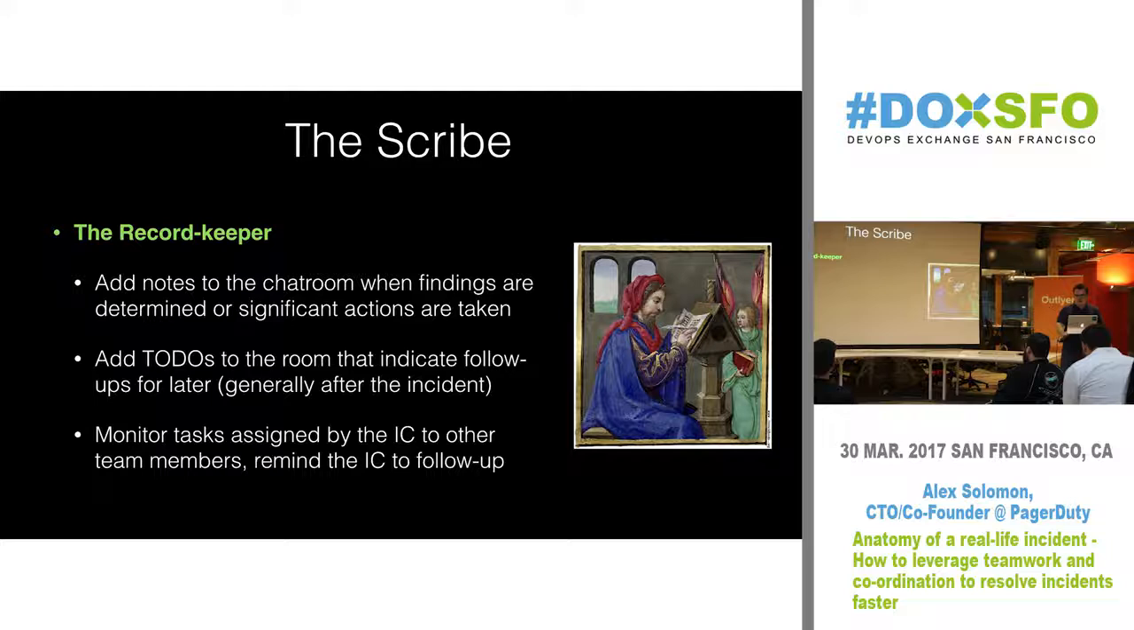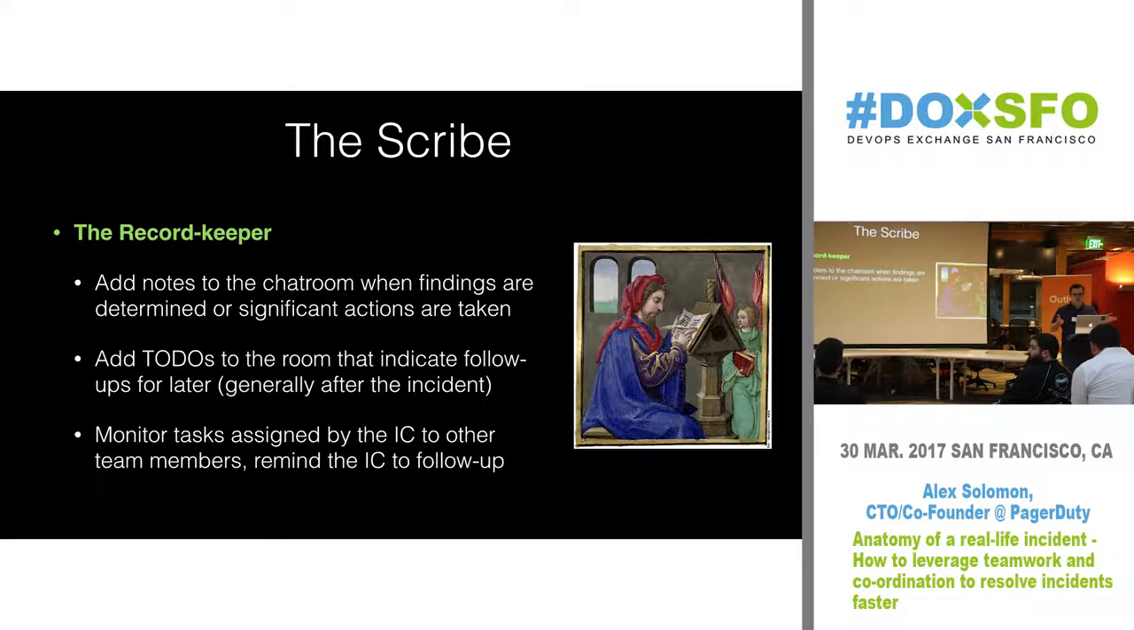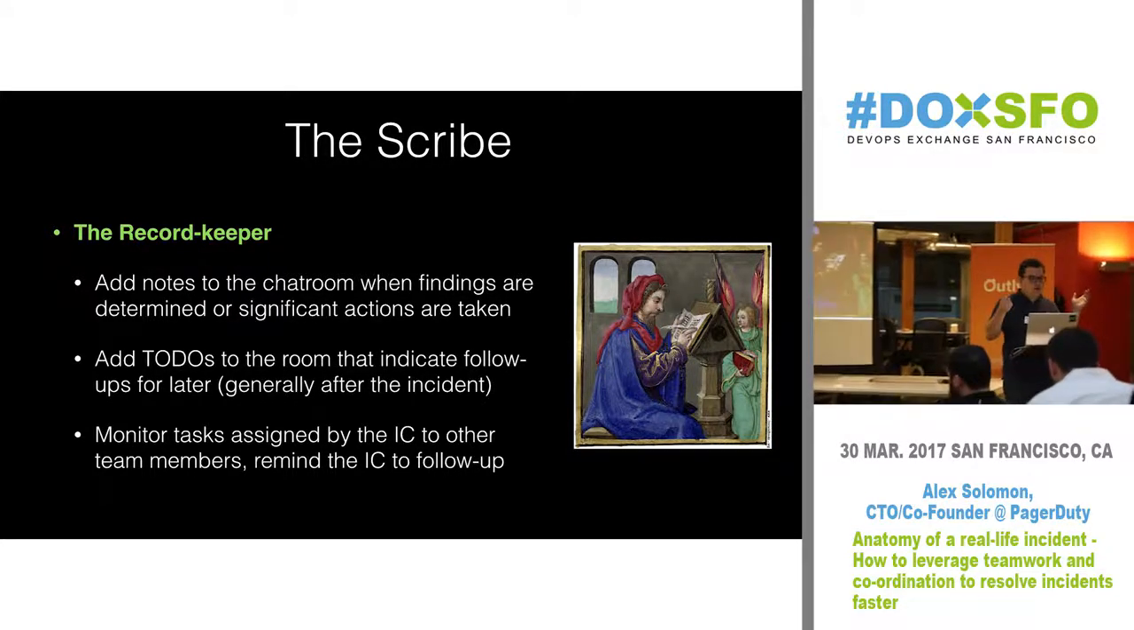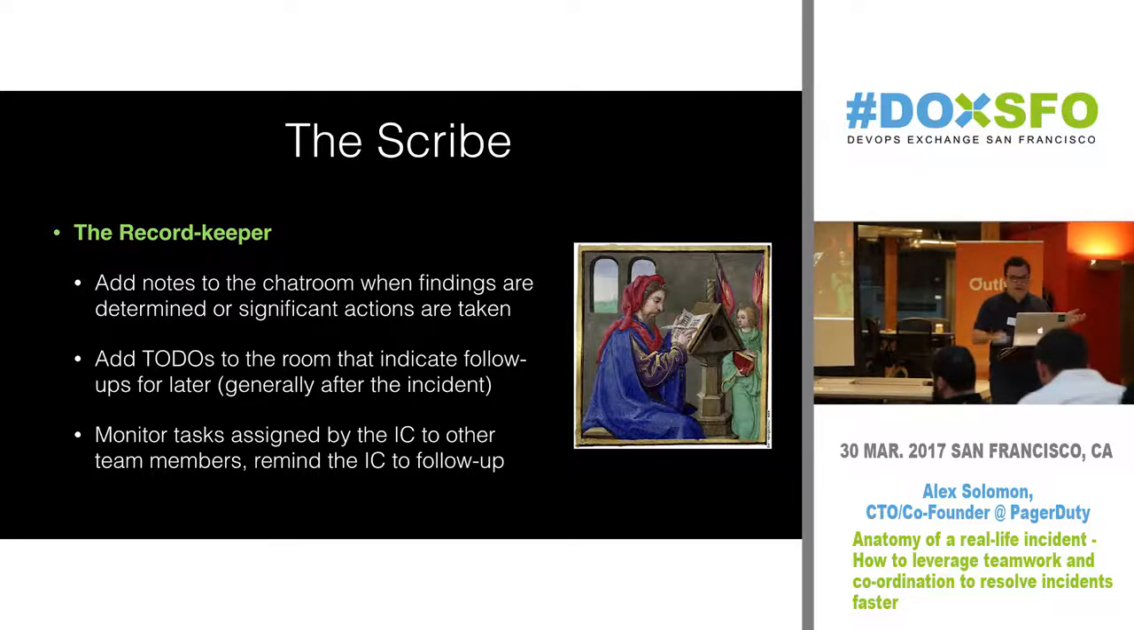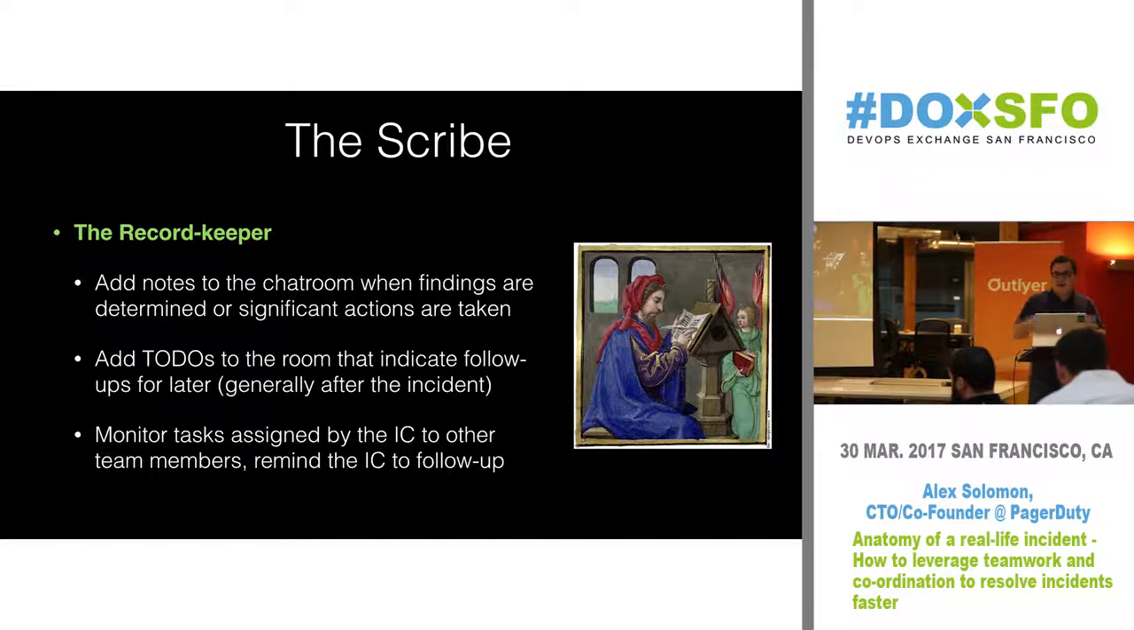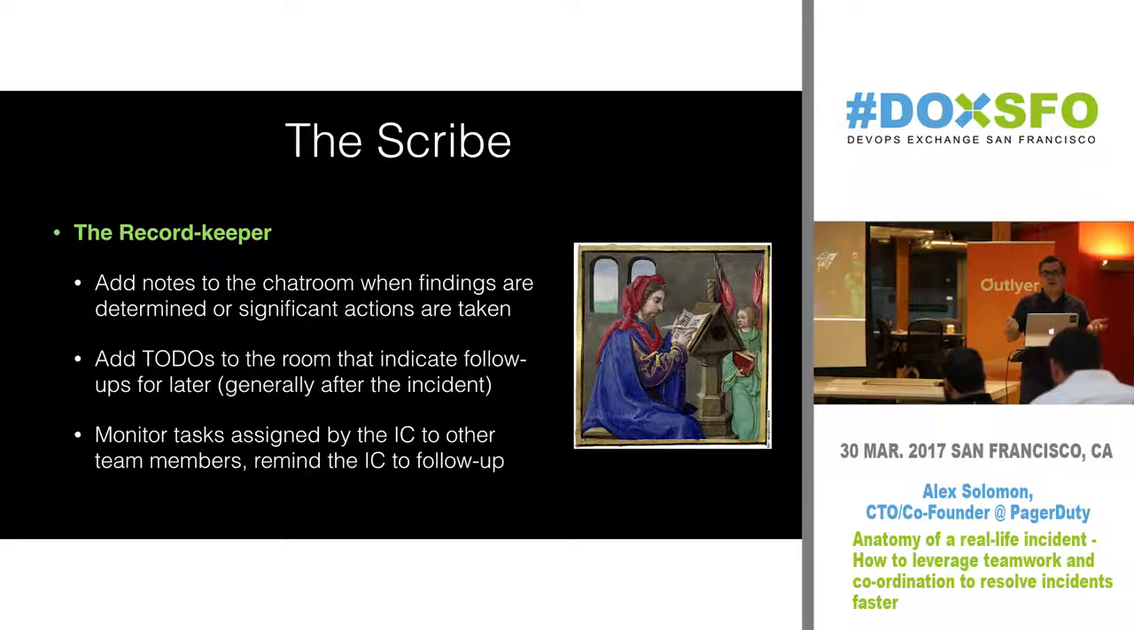So this is the record keeper. It's about adding notes to chat rooms when findings occur and when significant actions are taken. It's also about adding to-dos to the chat room. So if someone thinks of something that they should remember later, or some action item that should happen after the incident is over, that's recorded as a to-do. And then it's also about monitoring tasks and action items that are assigned by the IC to other team members.